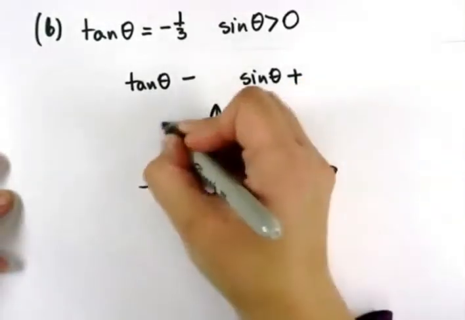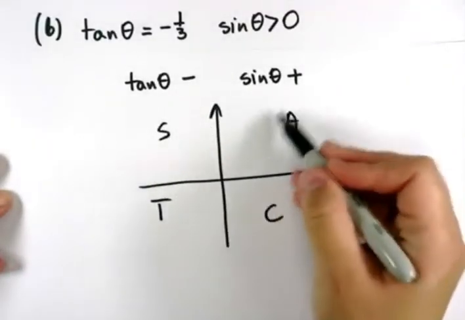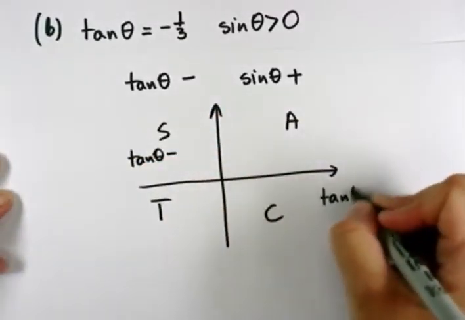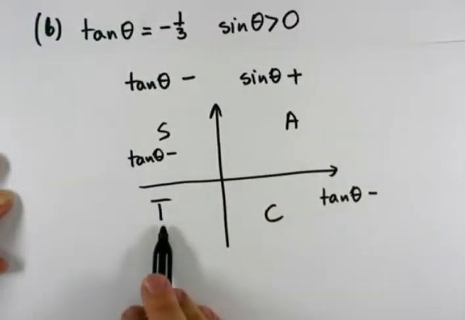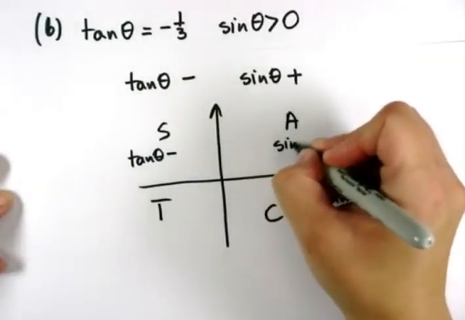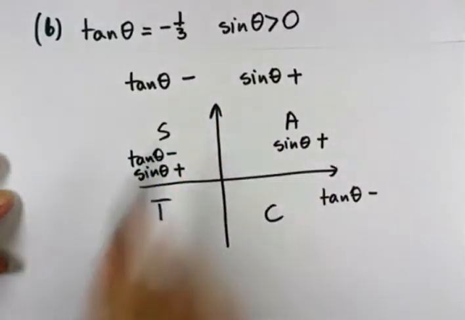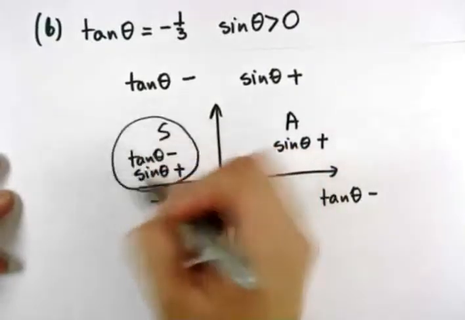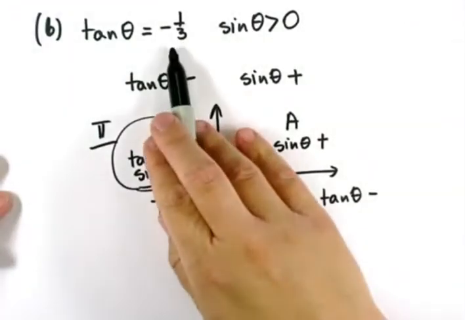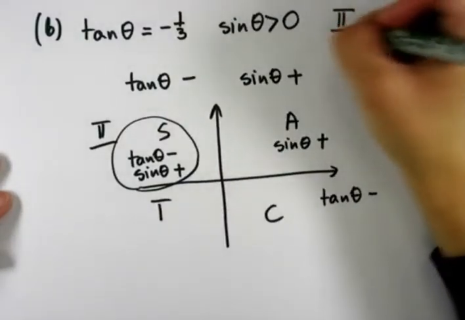So we have add sugar to coffee. Tangent is negative in this quadrant and in this quadrant. Here tangent is positive and all of them are positive. Sine is positive in the first one and sine is positive in the second one. So tangent negative and sine positive gives me the second quadrant. Based on those two pieces of information, I know that I am in the second quadrant.